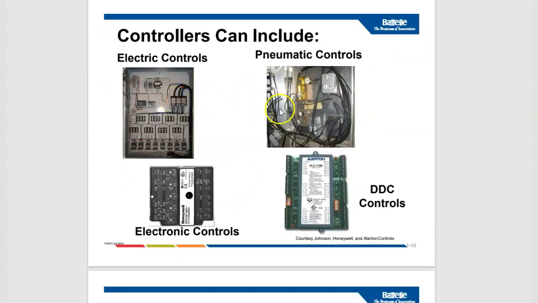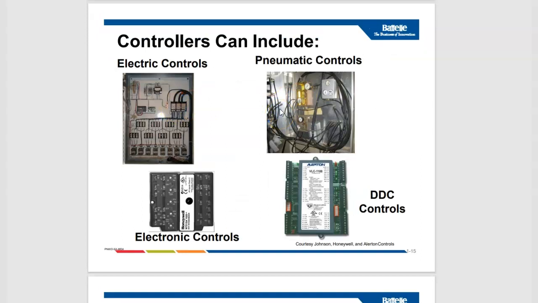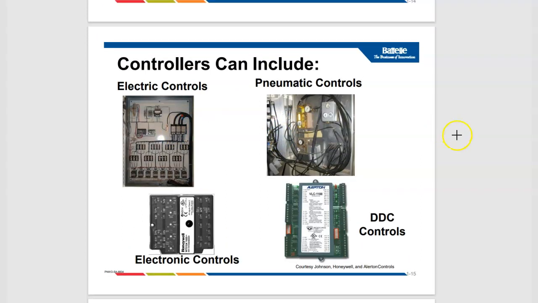Basically, when we have a sensor, the sensor will go to the controller. This sensor will supply whatever signal to the controller, and the controller sends it back to the actuator, to whatever, so we need to turn off or turn on the valve, for example. Here the types of control that we have are electric control, pneumatic control, which uses air, electronic control, and also DDC, direct digital control.